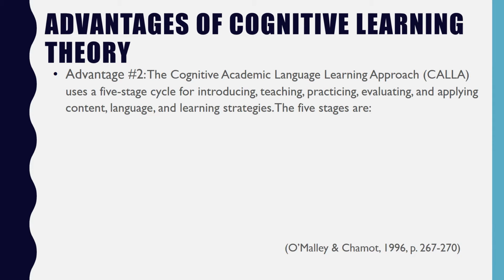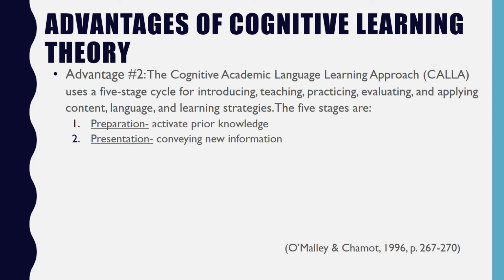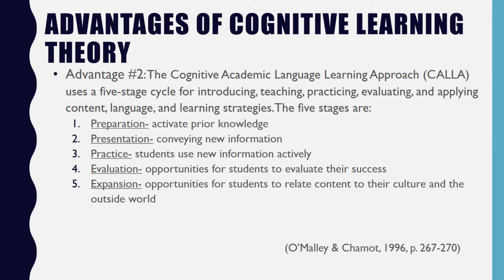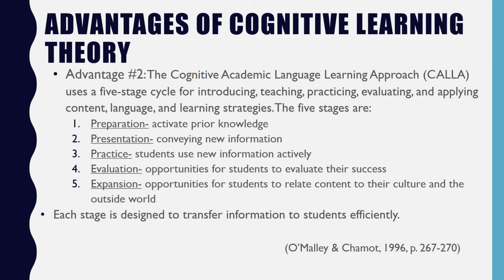The cognitive academic language learning approach uses a 5-stage cycle for introducing, teaching, practicing, evaluating, and applying content, language, and learning strategies. The 5 stages are preparation, activating prior knowledge; presentation, conveying new information; practice, students use new information accurately; evaluation, allowing opportunities for students to evaluate their success; and finally, expansion, allowing for opportunities for students to relate content to their culture and the outside world. Each stage is designed to transfer information to students efficiently.